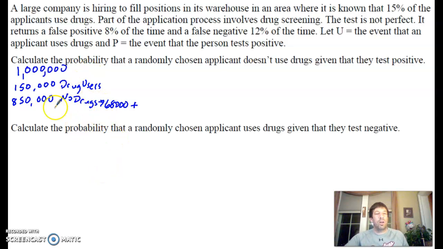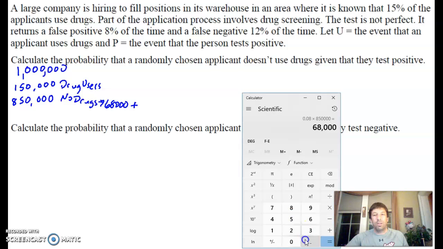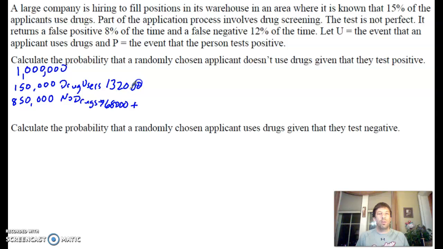For the drug users, we've got 150,000 drug users, and there's a 12% false negative rate, which means 12% of them will test negative. But that also means that 88% will test positive. So if we take 88% of 150,000, we get 132,000. So we have 132,000 positive tests here. That means we've got a total of 200,000 positive tests.